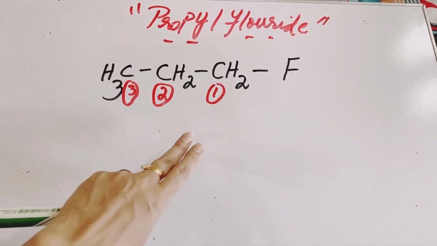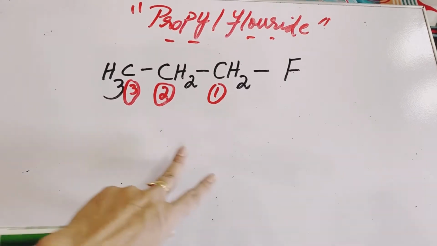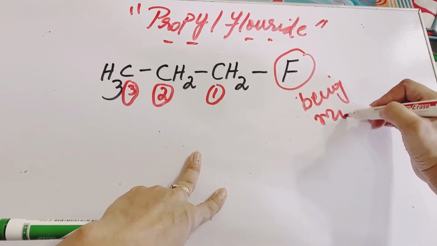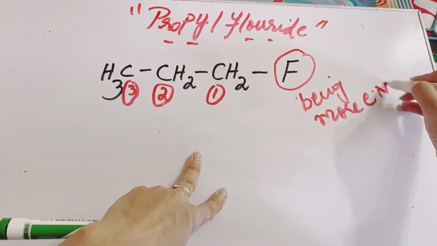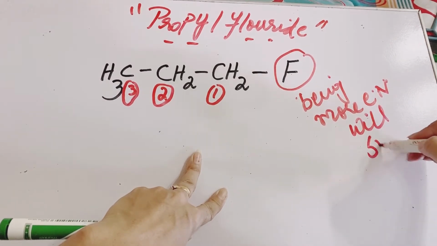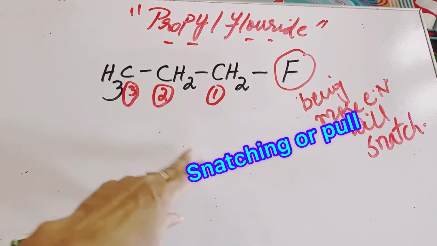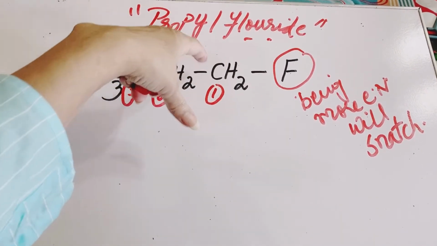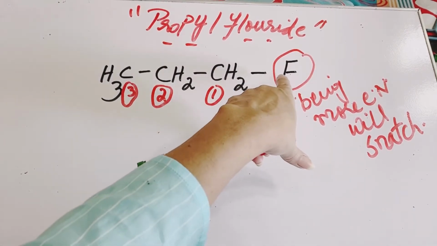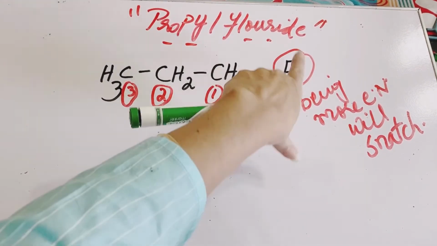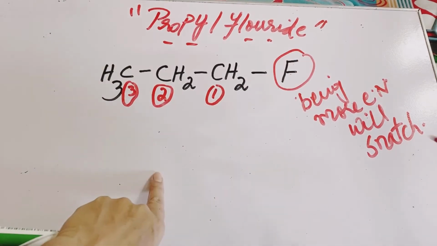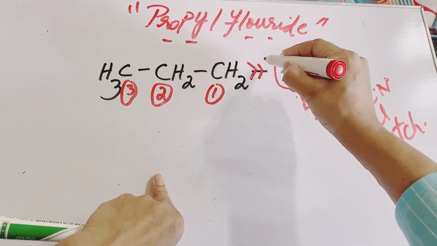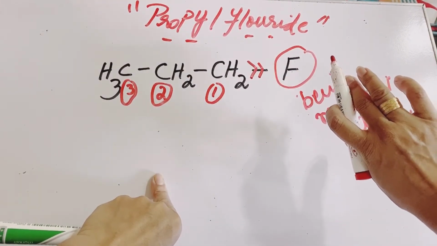Right. So now what will happen is that F, being more electronegative, will snatch, or pull, the electrons of carbon number 1. This is carbon number 1. It will snatch the electrons that are shared between this F and CH2. The electrons will start moving towards the fluorine, right?